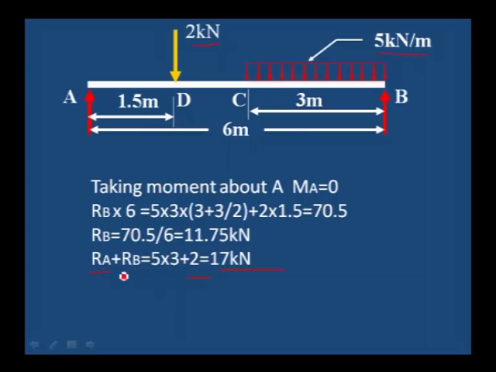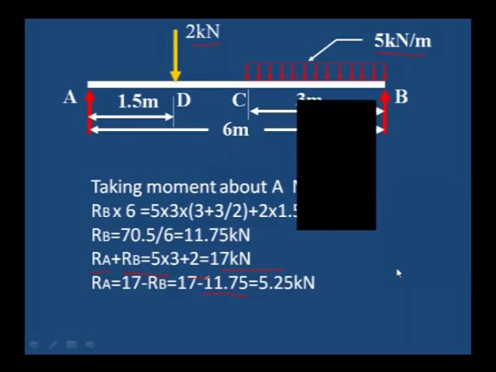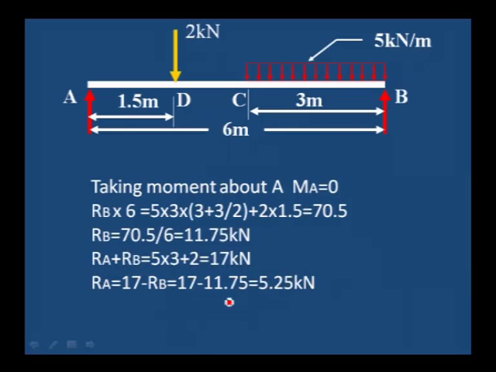Upward force is RA plus RB. We already have the RB value, RB value is 11.75. 17 minus 11.75, that is 5.25 kilonewton is the reaction at A. For a simply supported beam, always you should calculate the reactions at A and B before calculating the shear force and bending moment diagram. This is the RA value 5.25 kilonewton, RB value is 11.75 kilonewton.